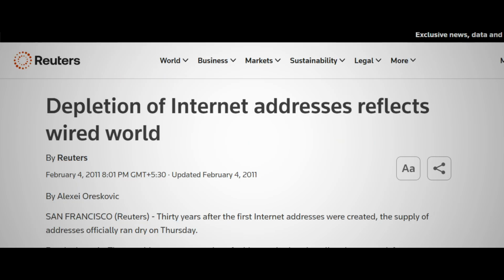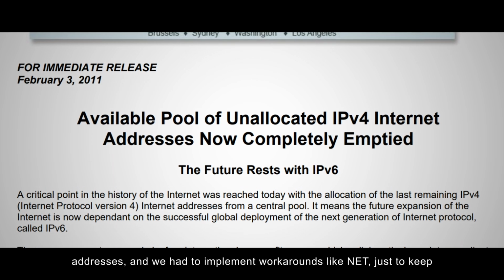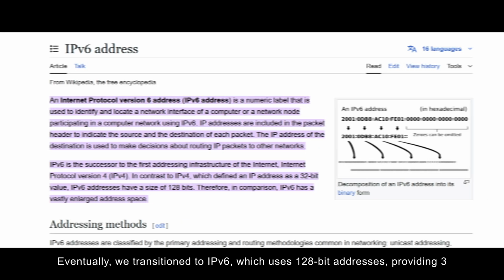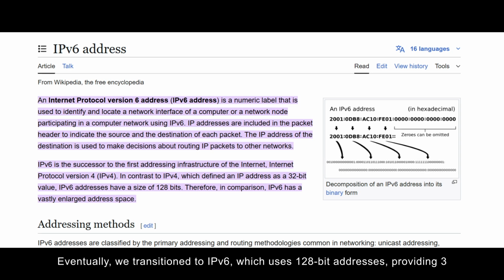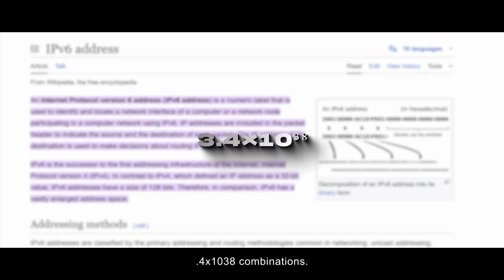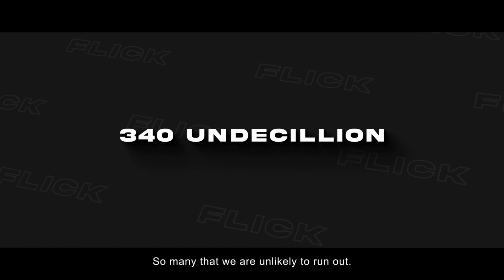Spoiler, we did. By 2011, we had officially exhausted the global pool of unused IPv4 addresses, and we had to implement workarounds like NAT just to keep things running. Eventually, we transitioned to IPv6, which uses 128-bit addresses, providing 3.4 times 10 to the power 38 combinations. That's 340 undecillion, so many that we are unlikely to run out.